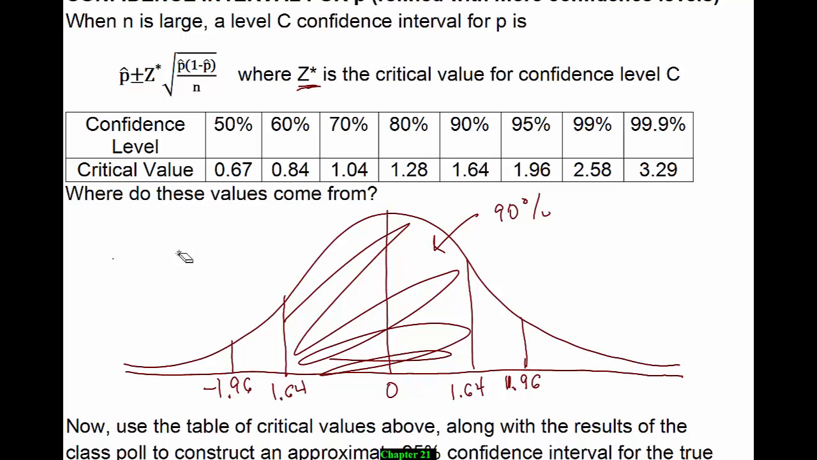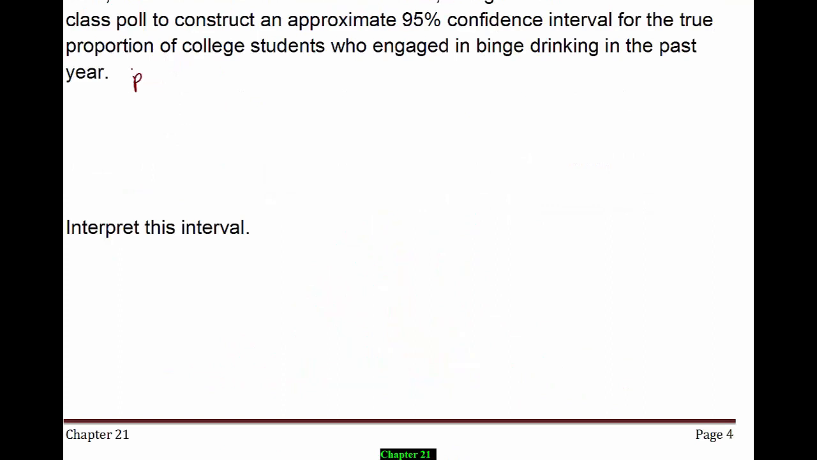Now we're going to apply this table of critical values along with the results of the class poll to construct an approximate 95% confidence interval for the true proportion of college students who engaged in binge drinking in the past year. So our formula for our confidence interval now is p-hat plus or minus z star times the square root of p-hat times 1 minus p-hat over n. So we need several ingredients here. We need our n, so we can compute our standard error in the square root, and n is 120. P-hat we calculated at the beginning of this lecture to be 0.58. And z star, for 95% confidence, you can read from the table, is 1.96. We're going to put these ingredients together to calculate our confidence interval.